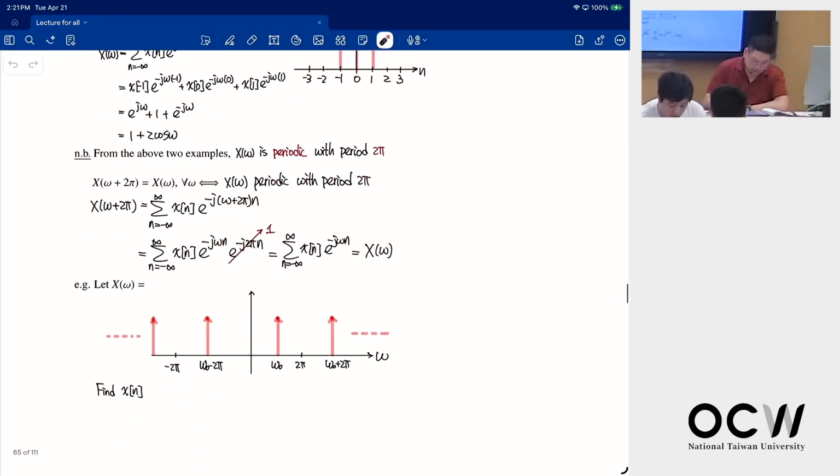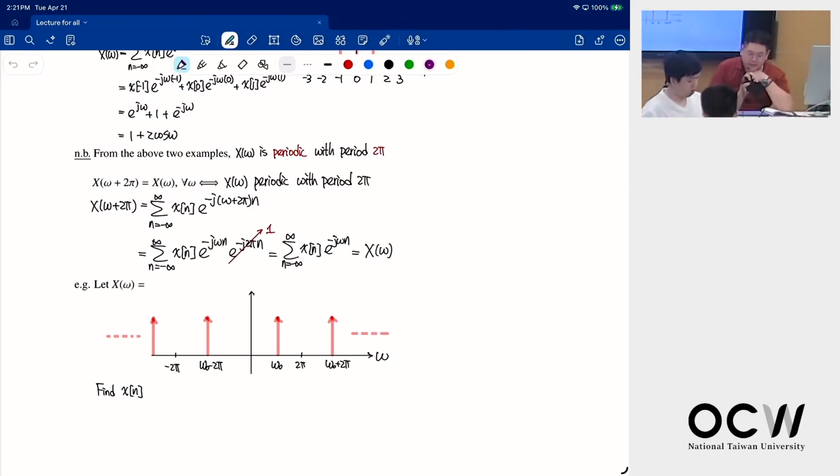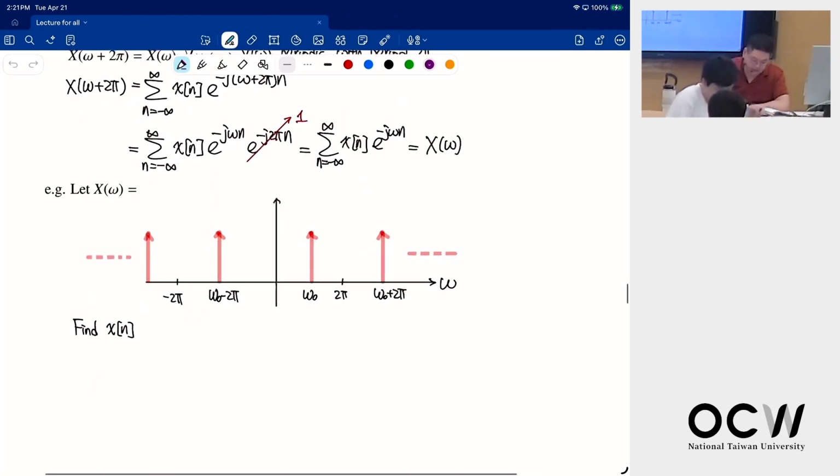Now, if I have the discrete time Fourier transform, it always has to be periodic. So you can see that it will repeat infinitely with period 2 pi. Now I want to find the signal. Here you can see that in the frequency domain, this is like a bunch of impulses, kind of like a pulse train. Now, if in the frequency domain that's a pulse train, then what should we get for the time domain?